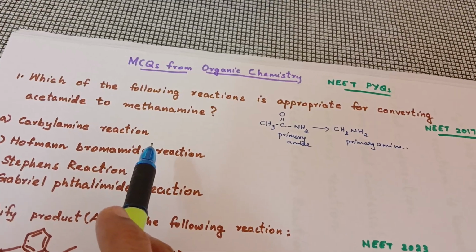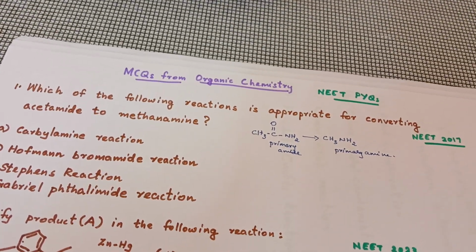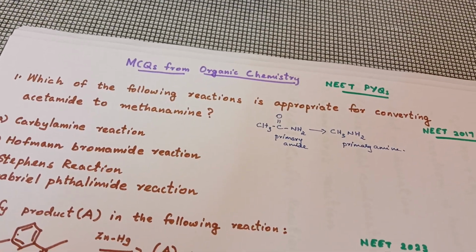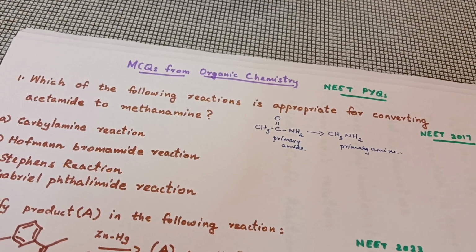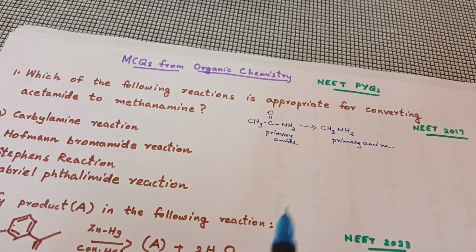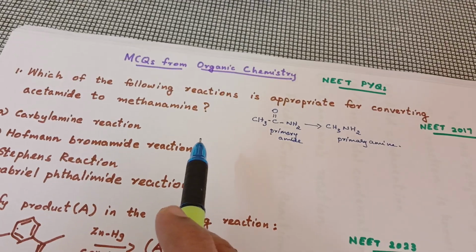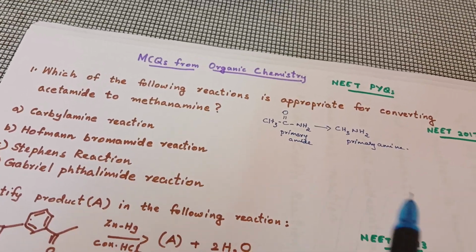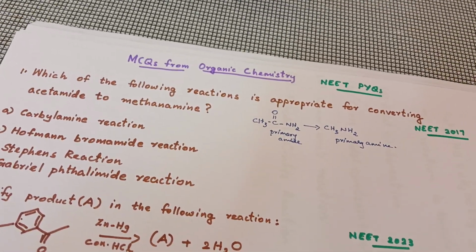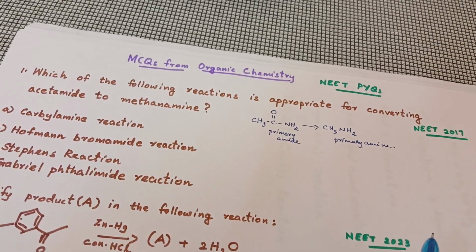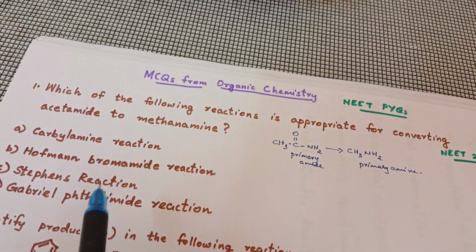The first one is carbylamine reaction. So carbylamine reaction we know is used to detect primary amines. So that would be using chloroform and ethanolic potash. When you heat the compound, you get foul smelling carbylamine or isocyanide. So that is not the option.